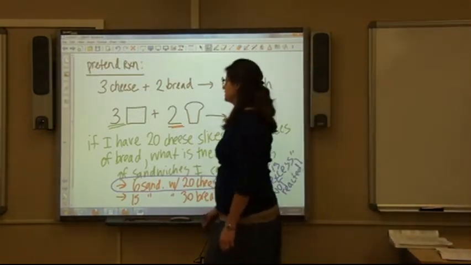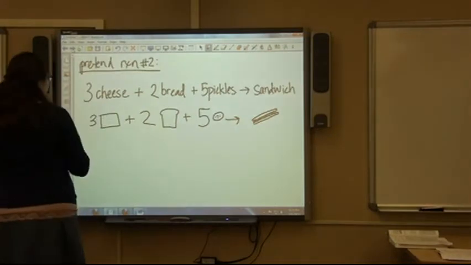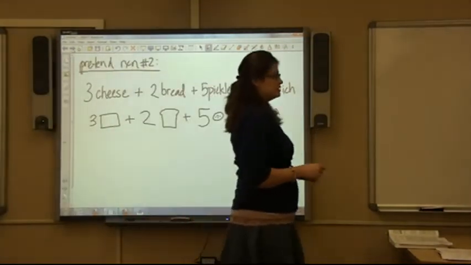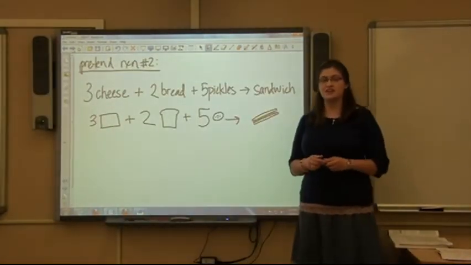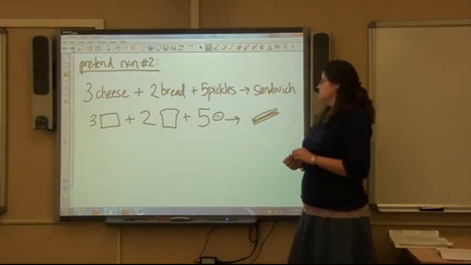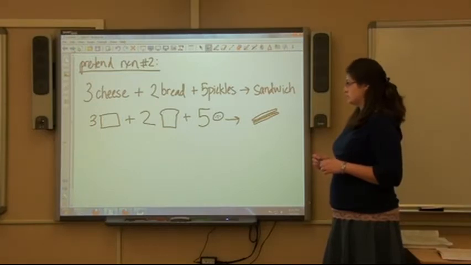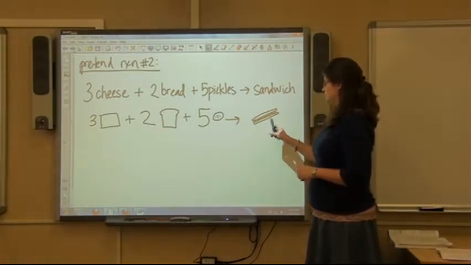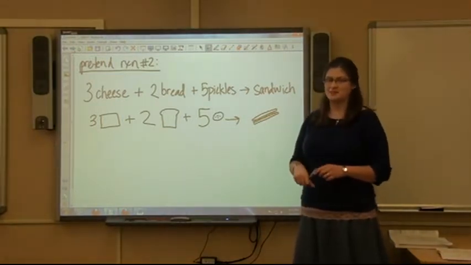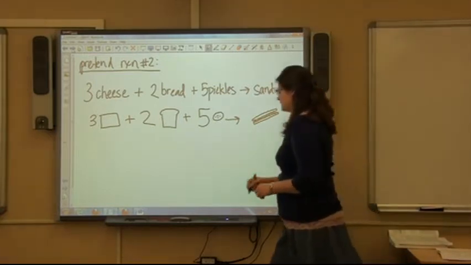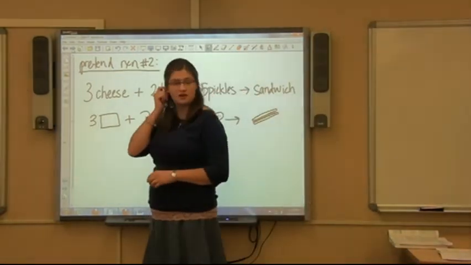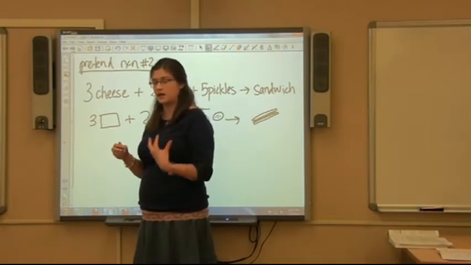Okay, let's do another example of this with a different pretend reaction. Now let's say I want to make a grilled cheese sandwich, but my audience likes pickles on it. So I still need 3 slices of cheese, 2 breads, and 5 pickles to make this sandwich. My sandwich has green dots on it for the pickles. Okay, so what's the maximum number of sandwiches of this variety that I can make?